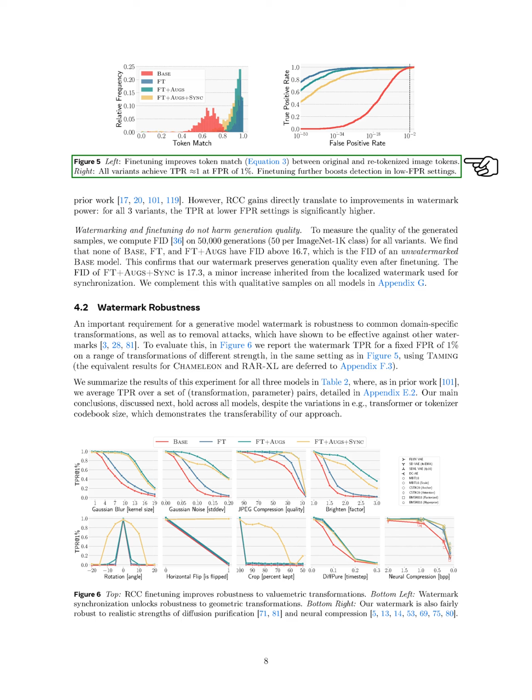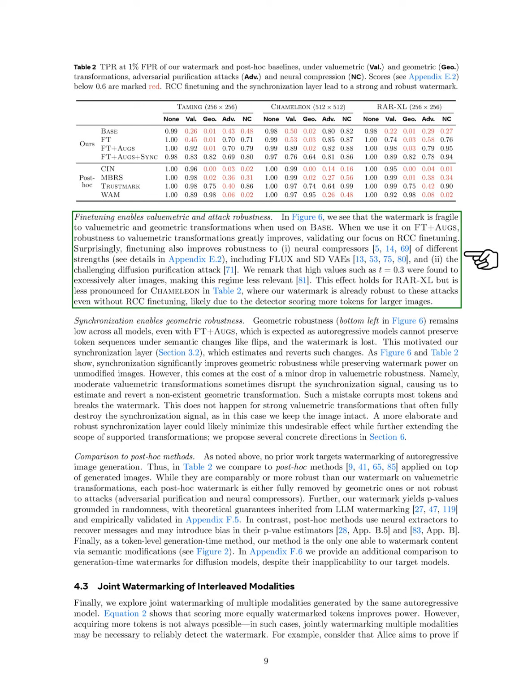However, with fine-tuning and augmentation, we see a marked improvement in robustness, particularly against neural compressors and the challenging diffusion purification attack. We note that excessively high values can distort images too much, making them less relevant, a trend observed in RAR-XL but less so in Chameleon, which shows inherent robustness.